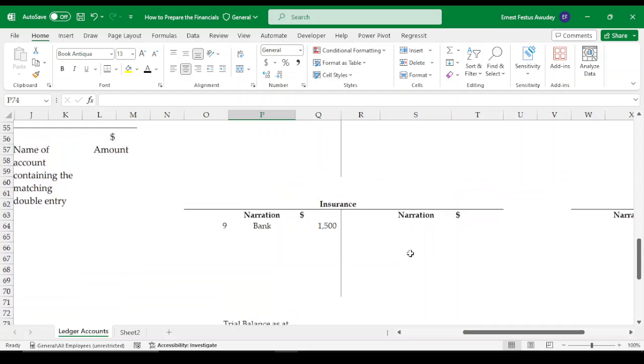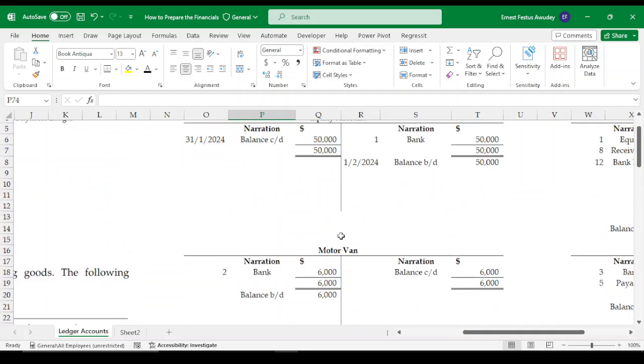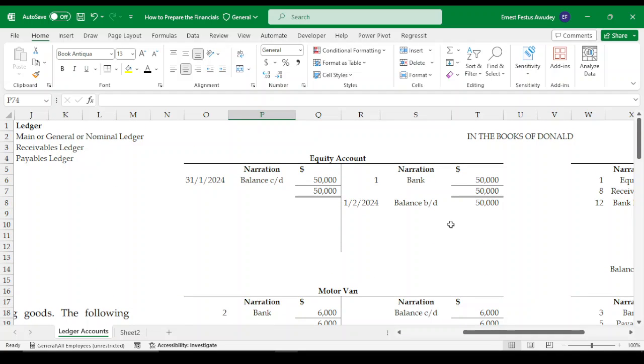All right. So you see how the entire thing went. Now, first of all, you need to understand that even before you prepare these accounts, you need to prepare what we call the journals or the day books. But thanks to automation, accounting softwares now generate our day books for us. All right.